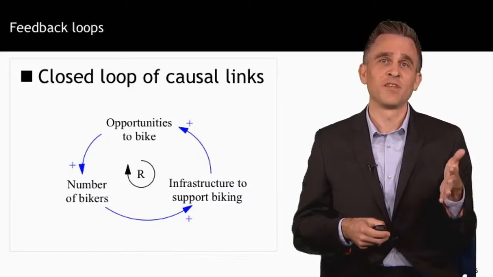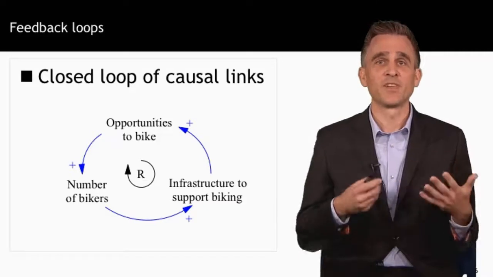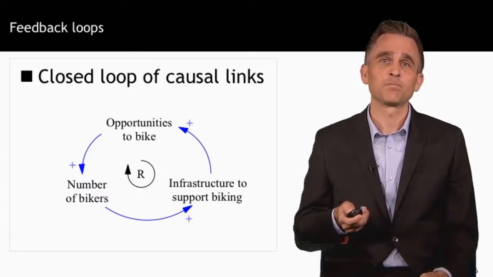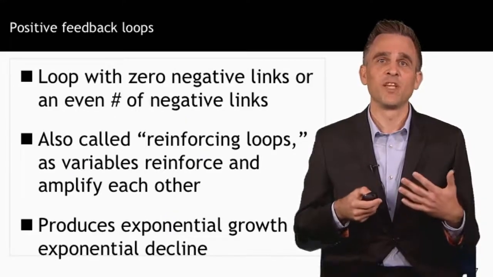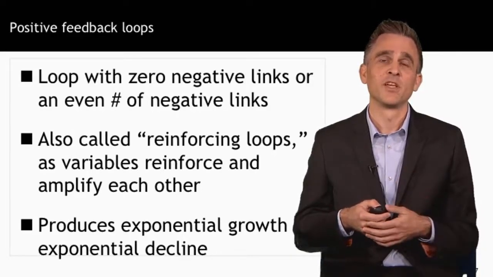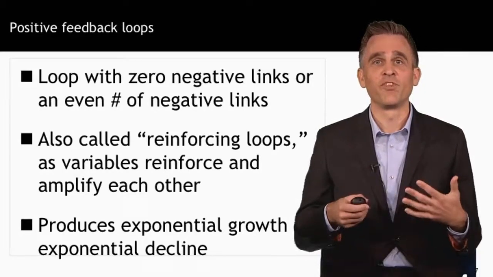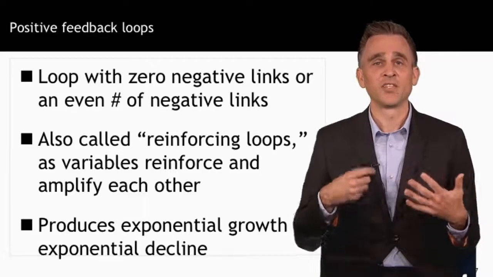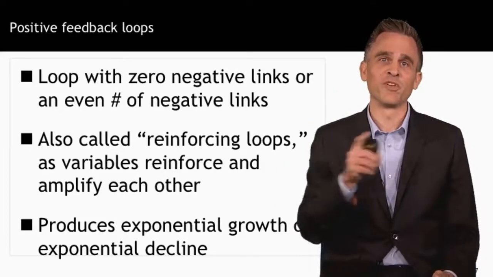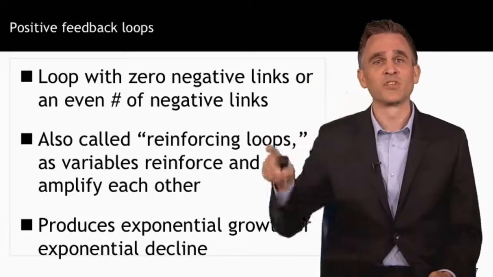Feedback loops can be either positive or negative based on the polarity of all the individual links within the loop. And as we'll discuss, positive feedback loops produce very different patterns from negative feedback loops. A positive feedback loop is a feedback loop in which there are either 0 negative links or an even number of negative links. So a loop that has 4 negative links would still be considered a positive loop. In a positive loop, variables reinforce and amplify each other. And that's why positive loops are also referred to as reinforcing loops, which is what the R in the middle of the loop in the previous slide stood for. These loops tend to produce either exponential growth or exponential decline.